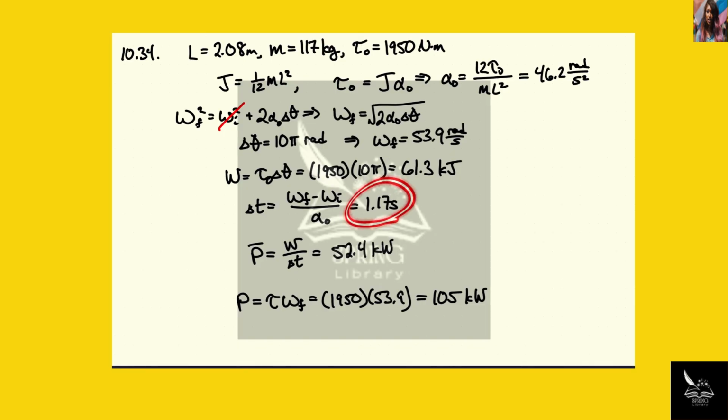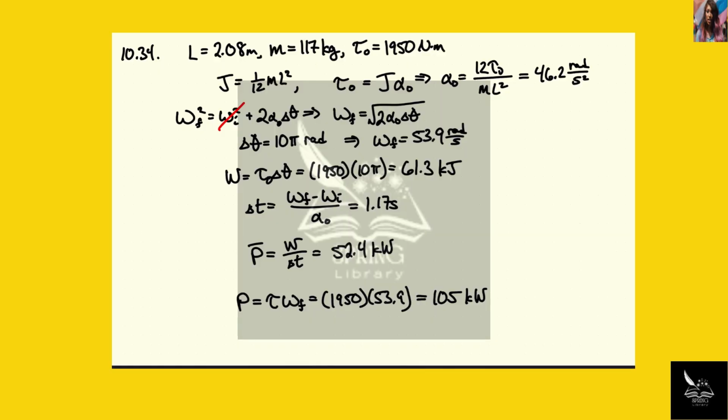So now that we know the time it took, we can say, well, here we have the work that was produced, or the work that was put into the propeller over that time. So divided by the time gives us an average power. And that average power winds up being 52.4 kilowatts.